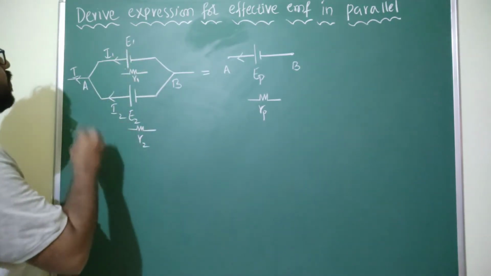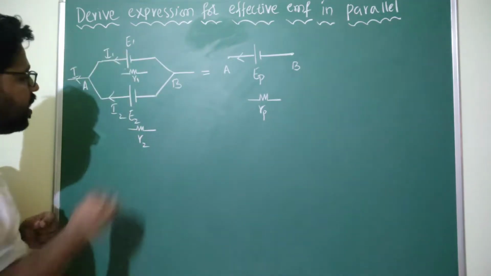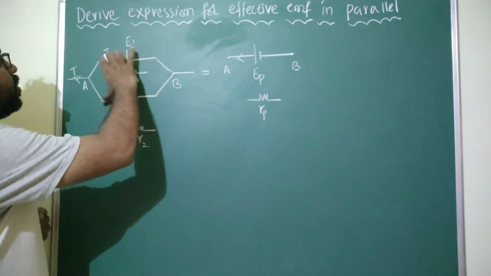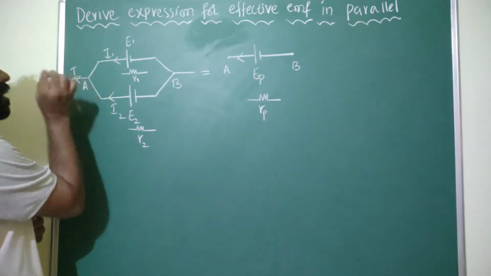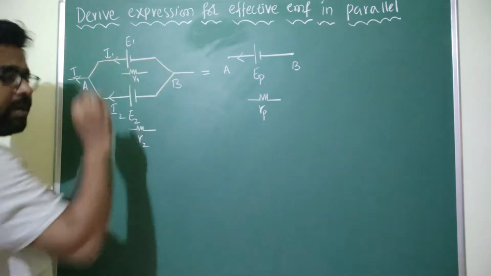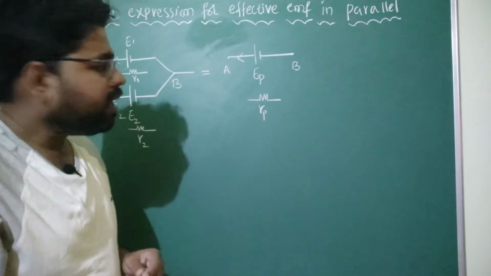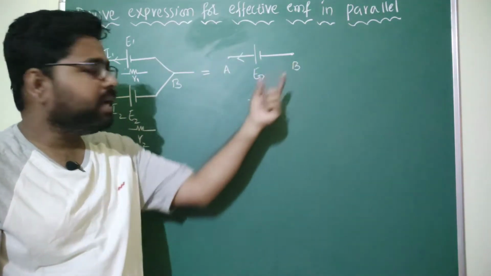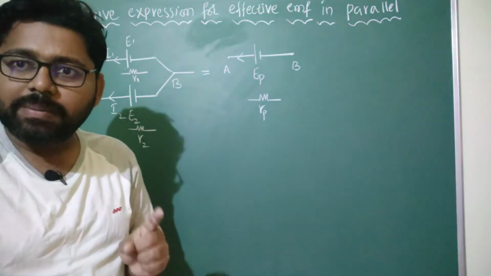Current is flowing from this cell, and the amount of current is denoted with the letter I1, and the current flowing from this is I2, and these two currents meet at this point, and the effective value of this is called I. Let me mark this as point A and this as point B. The effective of these two can be redrawn here, and that value is given by EP, with this point A and this point B, and internal resistance RP. So let's derive an expression for EMF in parallel.